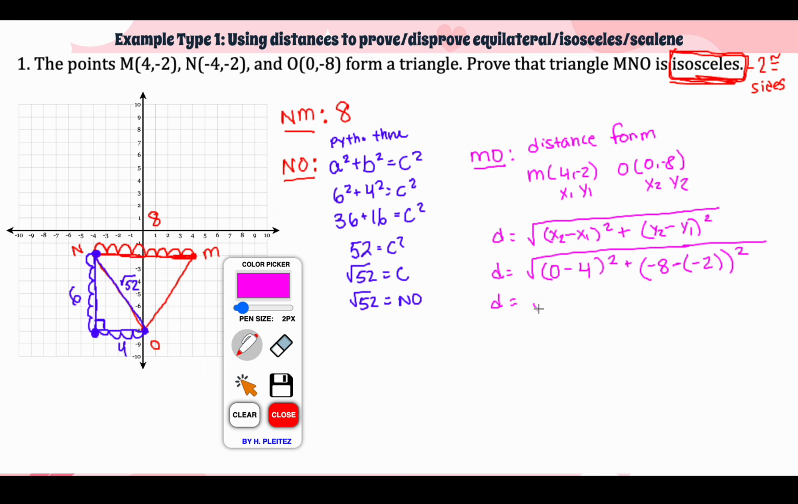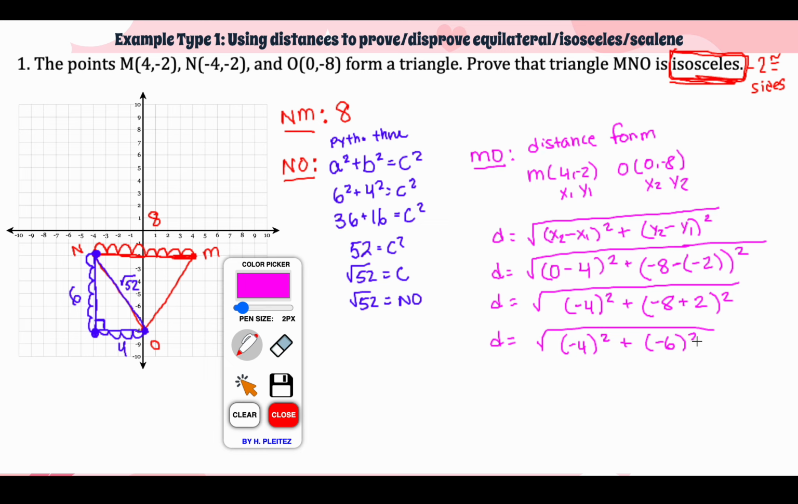So let's simplify the parentheses before we square anything. 0 minus 4 is -4, and we're going to square that. And then -8 minus -2 becomes -8 plus 2. And we're going to simplify again. I'm fully simplifying before I square just to avoid any mistakes. So we still have -4 squared, and this becomes -6 squared.